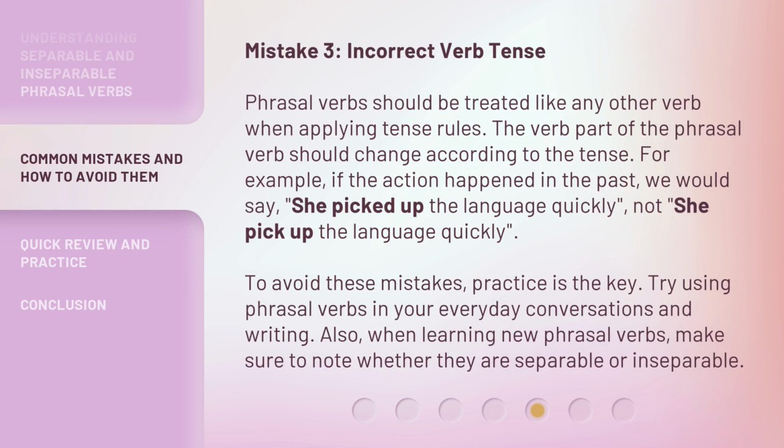Mistake 3. Incorrect verb tense. Phrasal verbs should be treated like any other verb when applying tense rules. The verb part of the phrasal verb should change according to the tense. For example, if the action happened in the past, we would say, she picked up the language quickly, not, she pick up the language quickly.